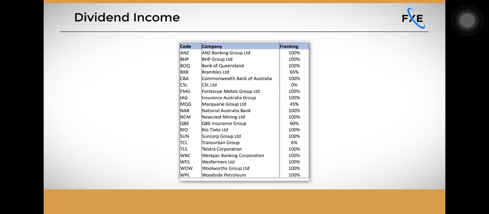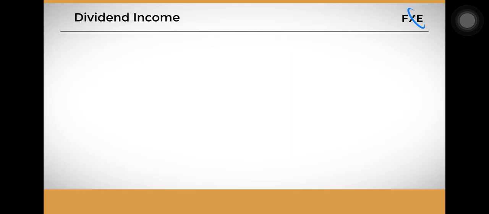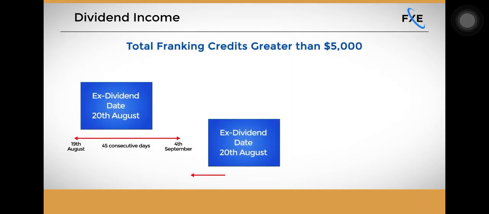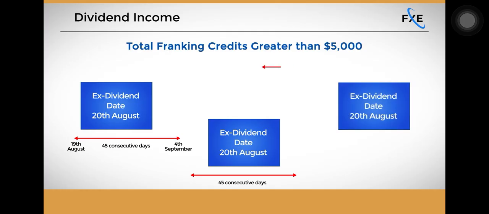When choosing which shares you want to invest in, the franked amount of the dividend should be a factor in the decision-making process because the higher the franked percent, the larger the offset will be. It is very important to remember that if your total franking credit entitlement is greater than $5,000, you must continuously hold the share for 45 days, not including the buy and sell date, to be eligible for any franking credits.